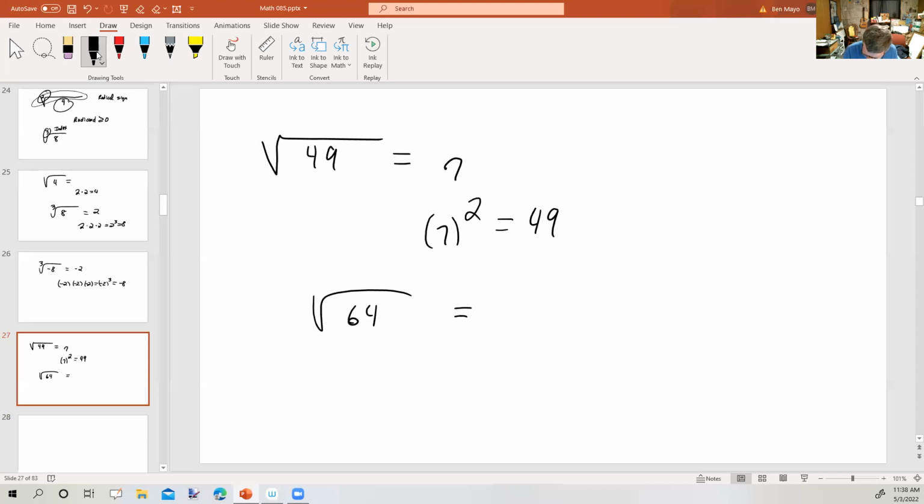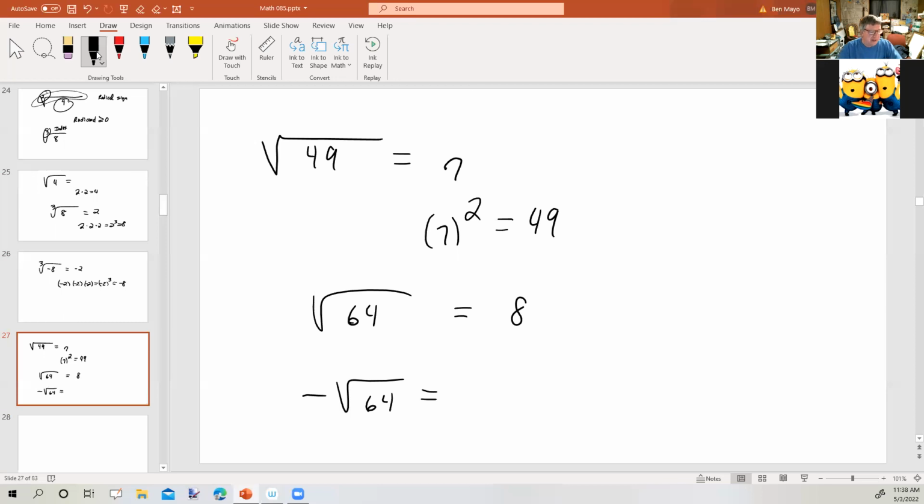Okay. Now, what about the square root of 64? What would that be? 8. Okay. What about negative the square root of 64? The negative sign is outside of the radical. Among other things, the radical is a grouping symbol. It separates what's inside from what's outside. So order of operations, the square root of 64 is 8, but then the negative sign outside gets applied. So negative the square root of 64 would be -8. Any questions about that?